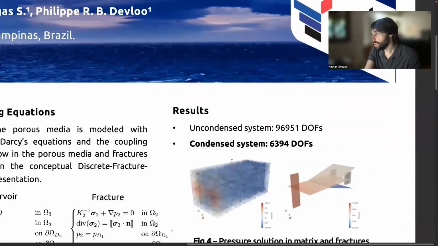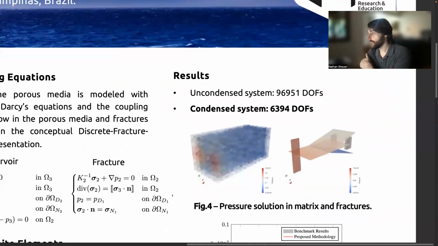For some of the results in this problem, first I'm showing the pressure in the reservoir here and the pressure in the fractures here at the right. And I would like to point out, because of the condensing that I talked about previously, the system that would have almost 97,000 equations can have around 6,000 equations, decreasing the size of the system and the computational time.